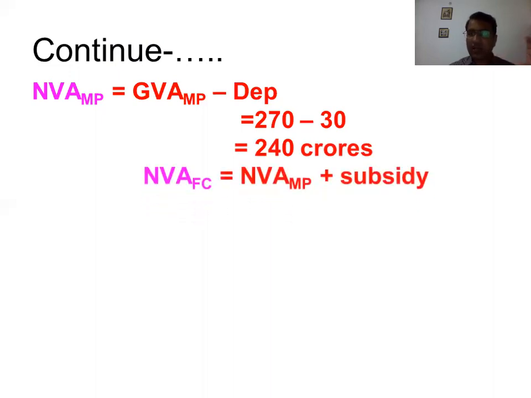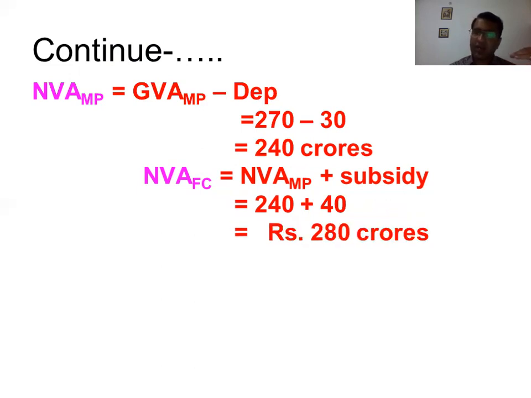Now net value added at factor cost. The difference between market price and factor cost is the indirect tax plus subsidy. So here indirect tax is not given, directly subsidy is given. So we will add subsidy: 240 plus 40. Net value added at factor cost is 280. And net value added at factor cost is equal to the domestic income.